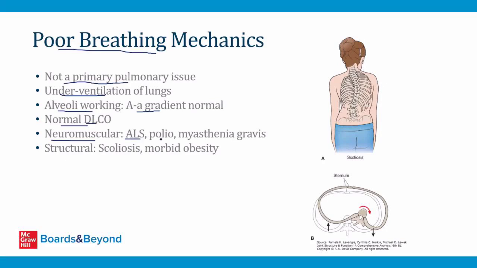So people who have ALS or polio or myasthenia gravis basically can't contract their diaphragm normally in order to fill the lungs with air. You can also have patients who have structural problems. So if there's a scoliosis of the spine that's severe like this, or morbid obesity, these things can prevent expansion of the chest wall, and they can also lead to restrictive lung disease due to poor breathing mechanics.